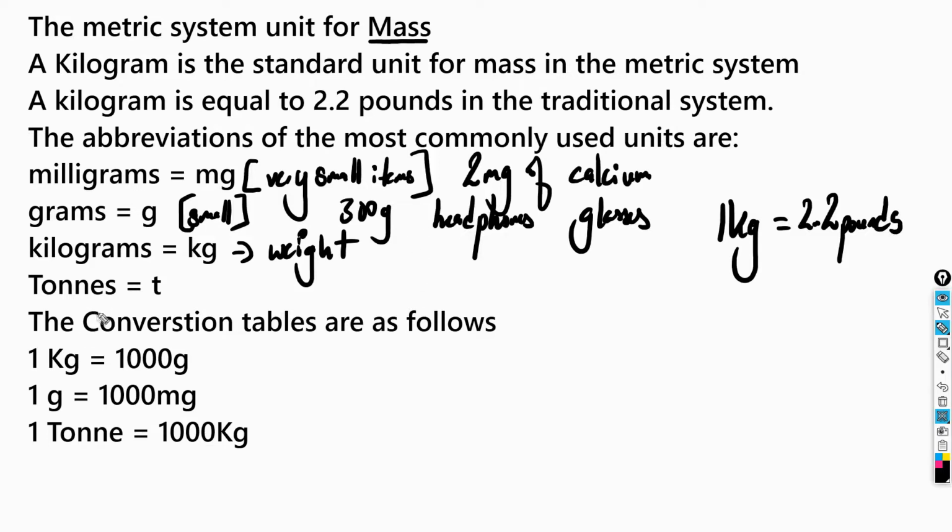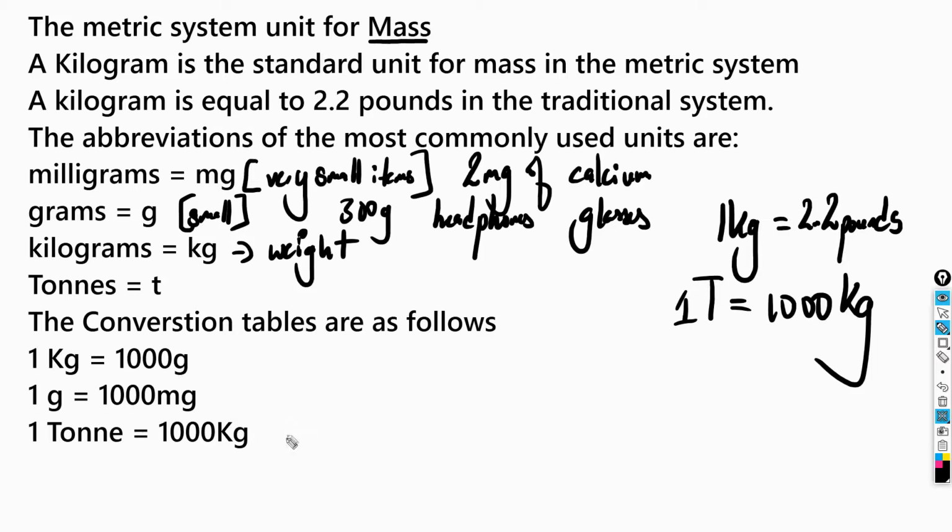We also have tons as one of the most commonly used units. People say all the time, bro, you weigh a ton, which is really heavy. 1 ton is actually equal to 1,000 kilograms. So we have our conversion table here: 1 kilogram is equal to 1,000 grams, 1 gram is equal to 1,000 milligrams, and 1 ton is equal to 1,000 kilograms.